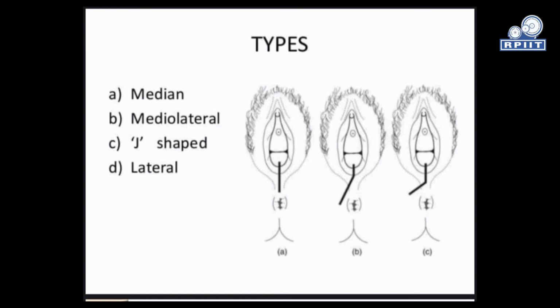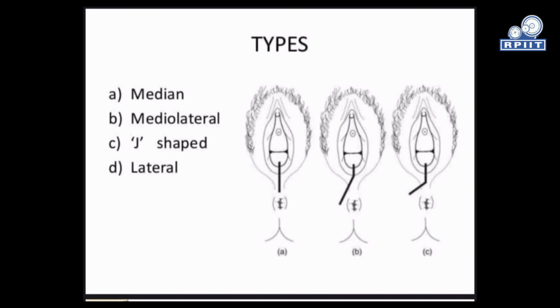Next is J-shaped episiotomy. You can see in the third diagram in the same slide. In J-shaped episiotomy, the incision starts from the center of the fourchette and is then directed posteriorly in the midline for about 1.8 centimeters, then outward toward 7 o'clock on the clock to avoid the anus.